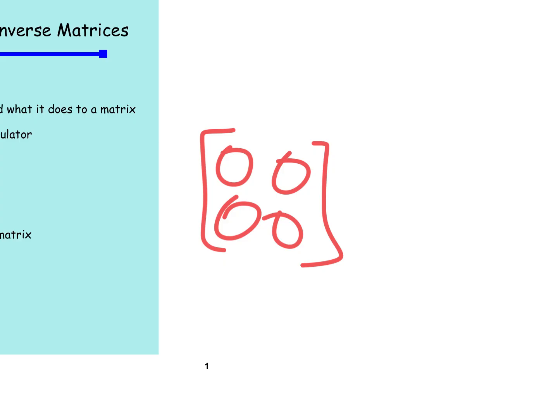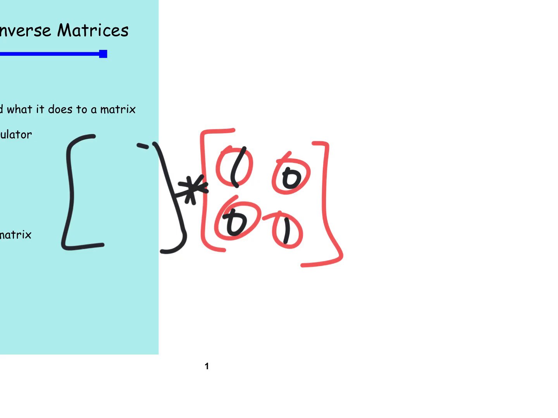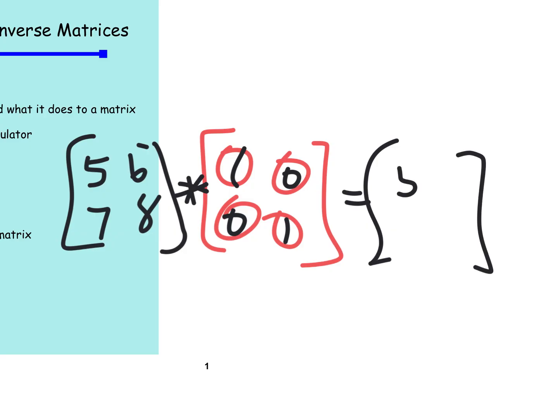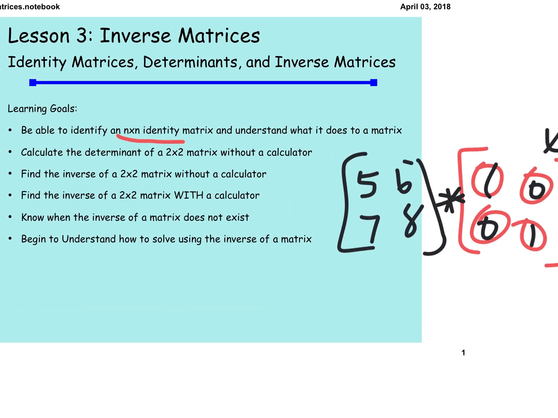All right. This was the identity matrix. 1, 0, 0, 1. If you multiply any 2 by 2 matrix by a 2 by 2 matrix that does that, you will get the exact same matrix back. So if I had 5, 6, 7, 8, it would give me the answer of 5, 6, 7, 8. That's an identity matrix. All right, what's the next thing we got to learn?